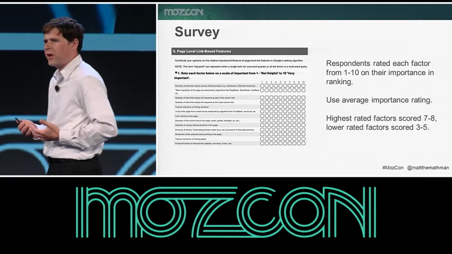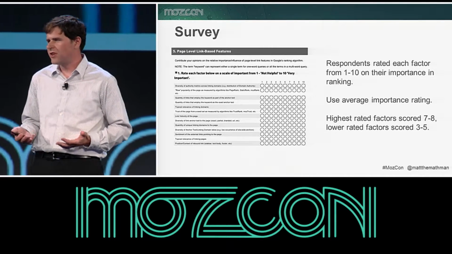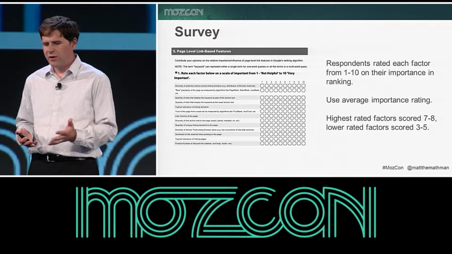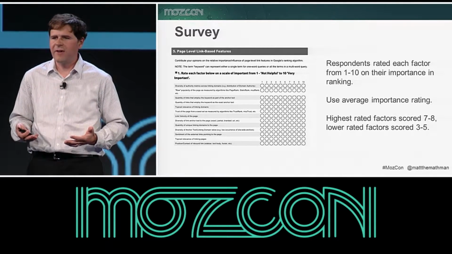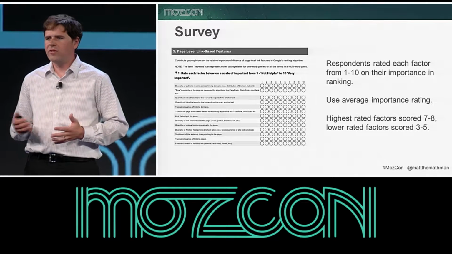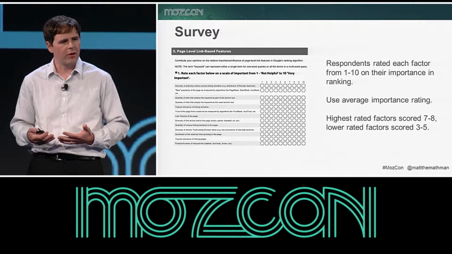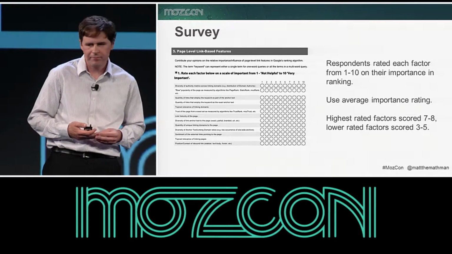The actual survey itself consisted of a bunch of questions that looked like this. We asked all of the SEOs to rate a number of different factors on a scale from 1 to 10 about how important they thought they were in Google's overall algorithm.